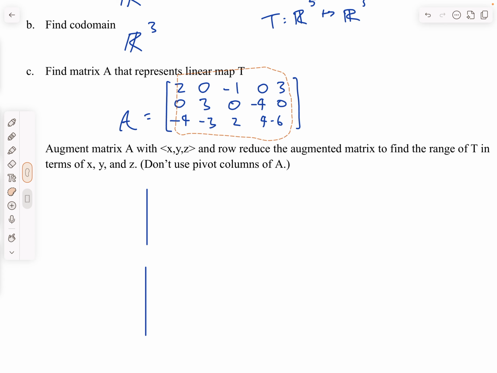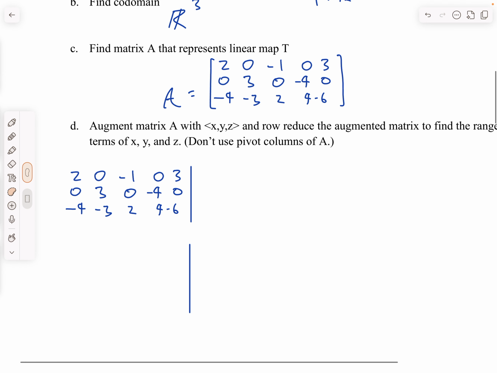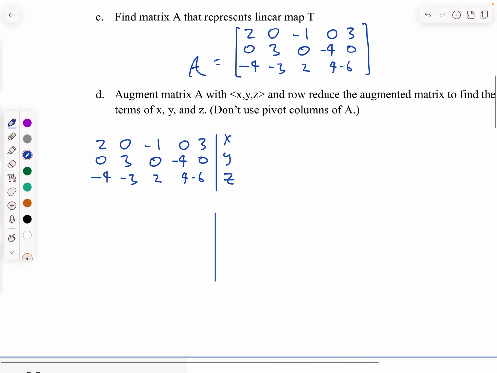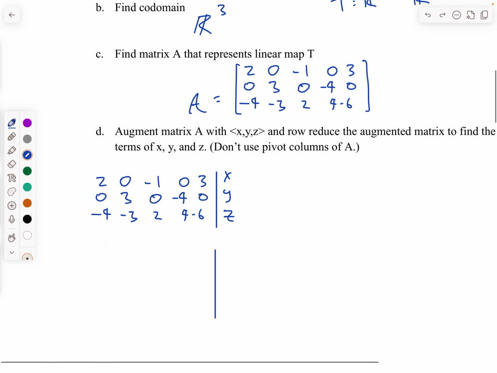I'll save our time and copy this from here. So we'll augment this with X, Y, and Z. And now we will row reduce, as the question asks us to. Okay, looking at this here, we have a really nice relationship. It looks like this can just go right into that, and then we'll get ourselves a nice set of zeros there. So, of course, this is unchanged, so we'll just copy that down.